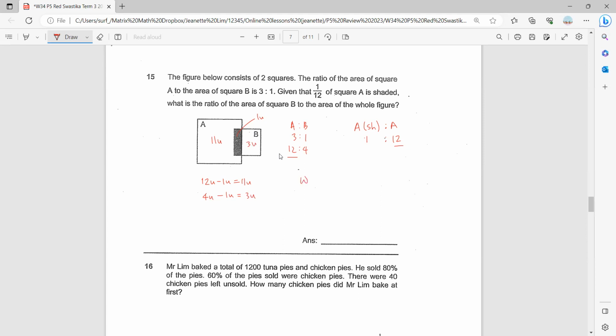So the whole figure will be, look at the diagram, it's 11, 1, and 3. Some of you may make the mistake of adding A, B, and then the shaded, or A and B, which will give you 16. That's not the whole thing. So B to the whole figure, B is 4, whole figure is 15. So 4 to 15.